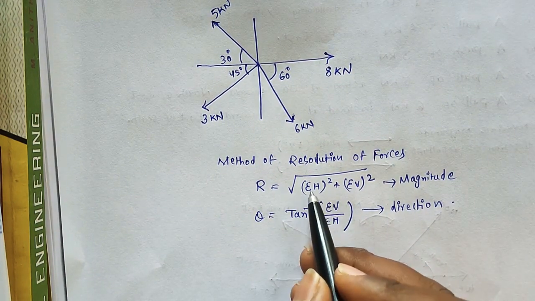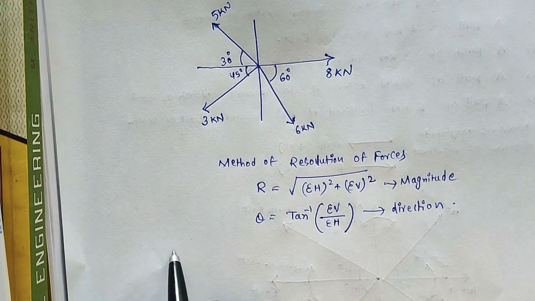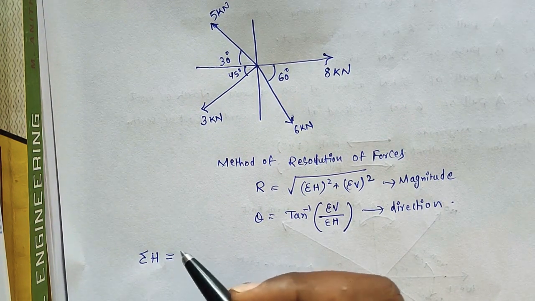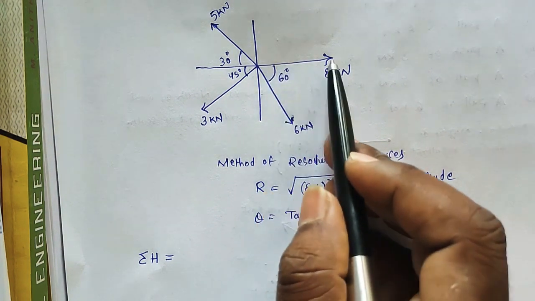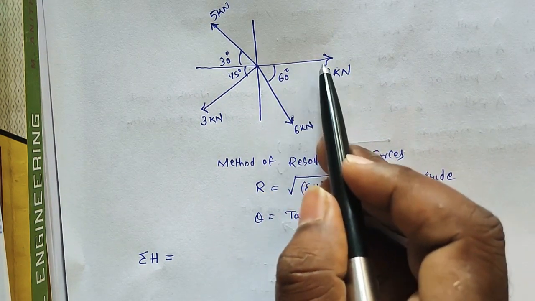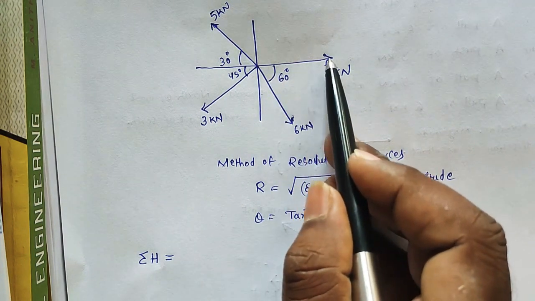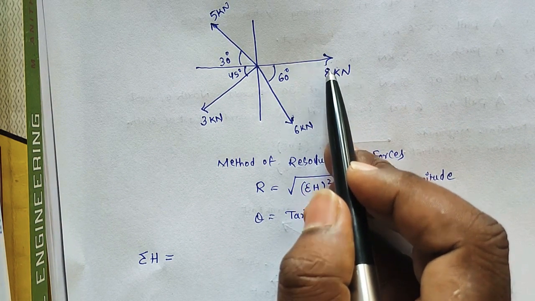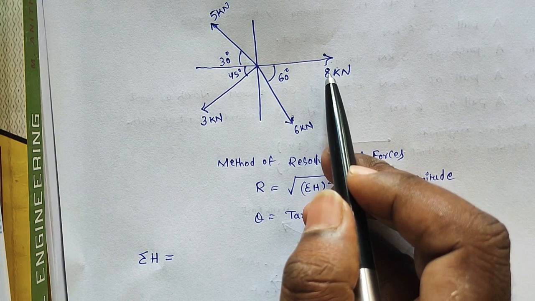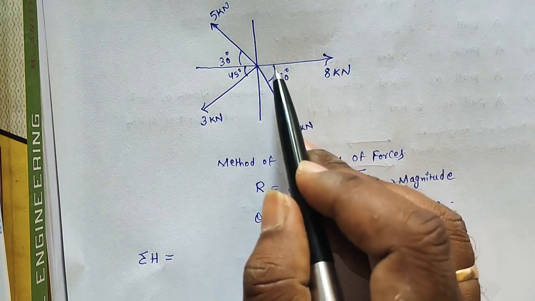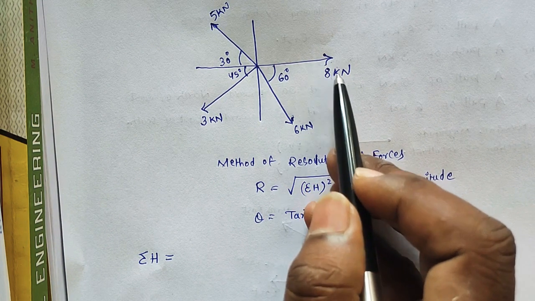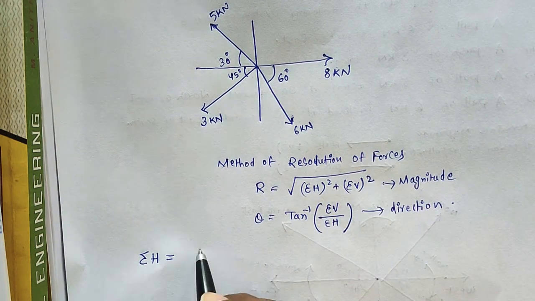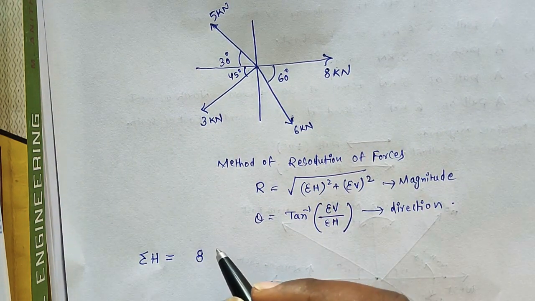So first of all we have to find out sigma h, sigma v. Sigma h means the algebraic sum of all the horizontal components. First, for force 1, 8 kilonewton, the horizontal component is 8 kilonewton only, because it is directly a horizontal force. It doesn't have a vertical component because it is a horizontal force. So it has only a horizontal component, and that horizontal component is 8 kilonewton.